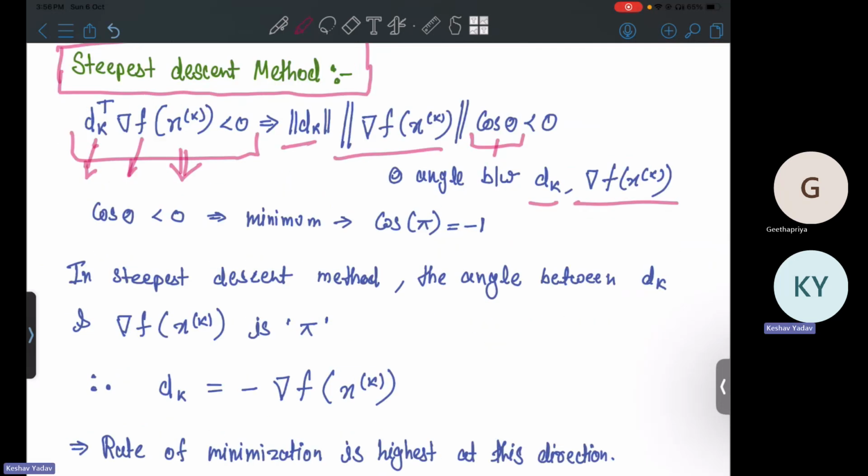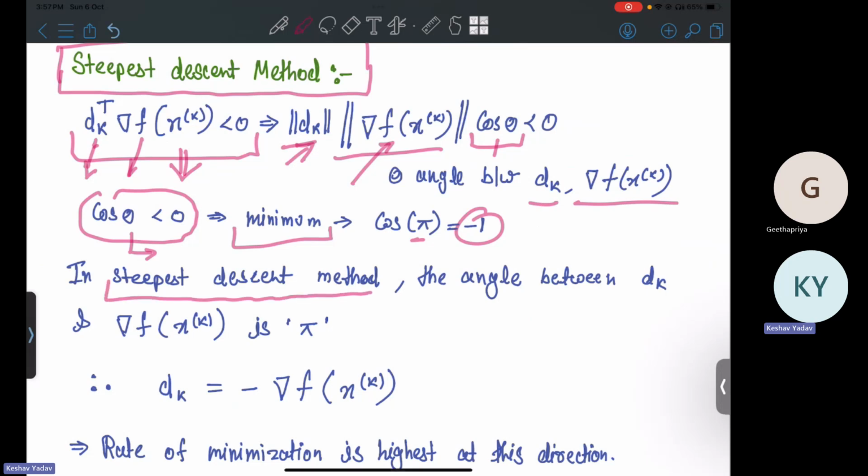So this will be minimum. So cos theta should be less than 0. Since this magnitude is greater than 0, cos theta should be what? Less than 0. So the minimum value of cos theta will be what? At theta equal to pi, it will be -1. So if I take theta equal to pi, that will lead to the steepest descent method. So the angle between dk and grad of f at xk is pi in the steepest descent method.